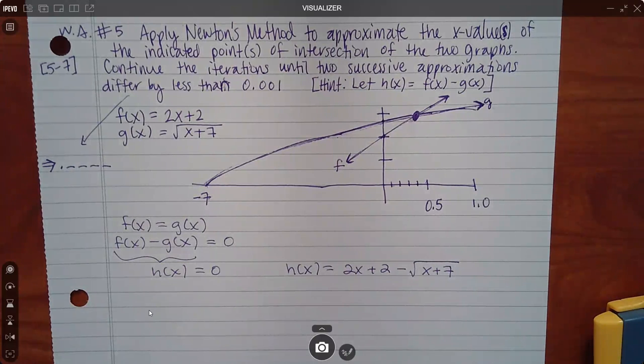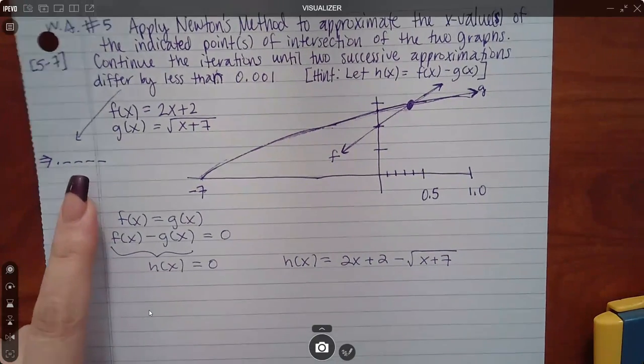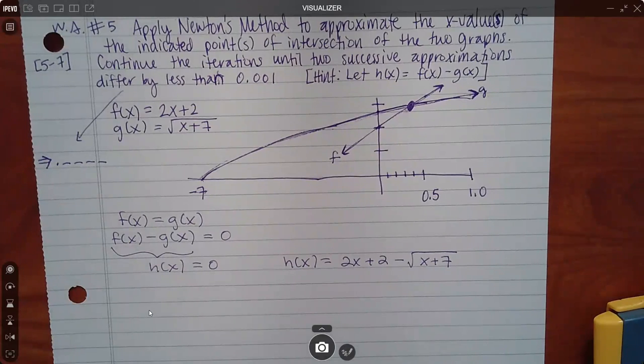0.39, and somebody said 0.5. Both of those are perfect to use in the iteration, okay? Both of them are perfectly fine. You will just keep doing iterations until you get to where the numbers are exactly the same. After 2 iterations, they'll be exactly the same number at 4 decimal places, okay?